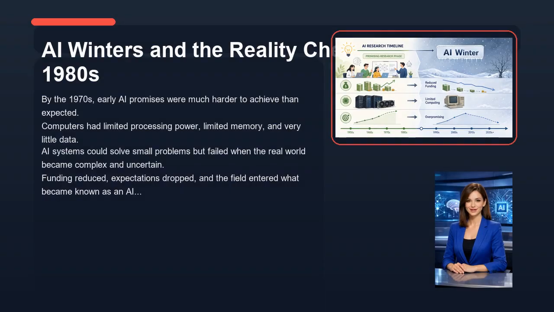Now let's look at AI winters and a reality check, 1970s to 1980s. By the 1970s, early AI promises were much harder to achieve than expected. Computers had limited processing power, limited memory, and very little data. AI systems could solve small problems but failed when the real world became complex and uncertain. Funding reduced, expectations dropped, and the field entered what became known as an AI winter. An AI winter is a period when interest, investment, and confidence in AI decline.